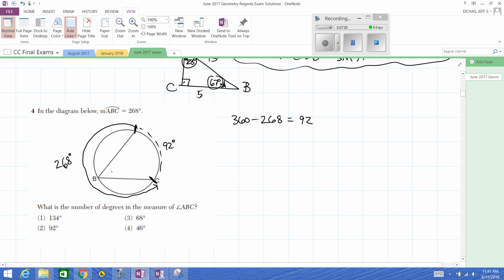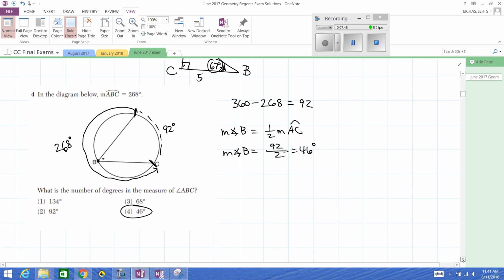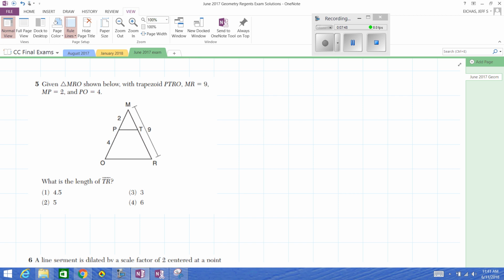The relationship between an inscribed angle, right, vertex is on the circle, opens up to this arc. The relationship is the measure of the angle should be half the measure of the arc angle. Okay, so the measure of angle B should be 46 degrees. All right. Next, let's see. Okay, looks like we have a proportional situation here.